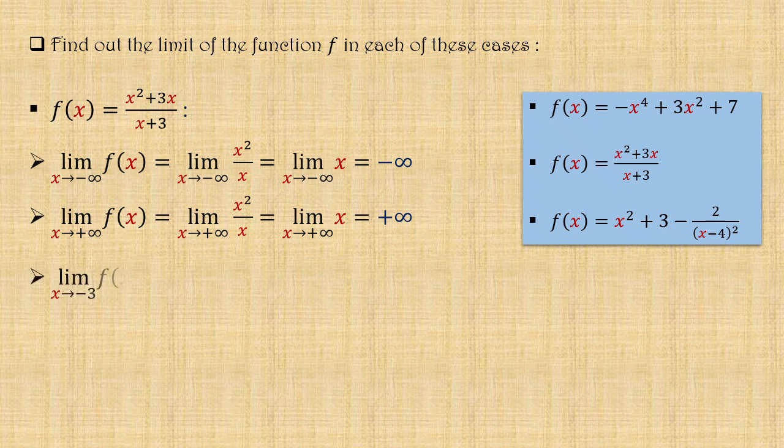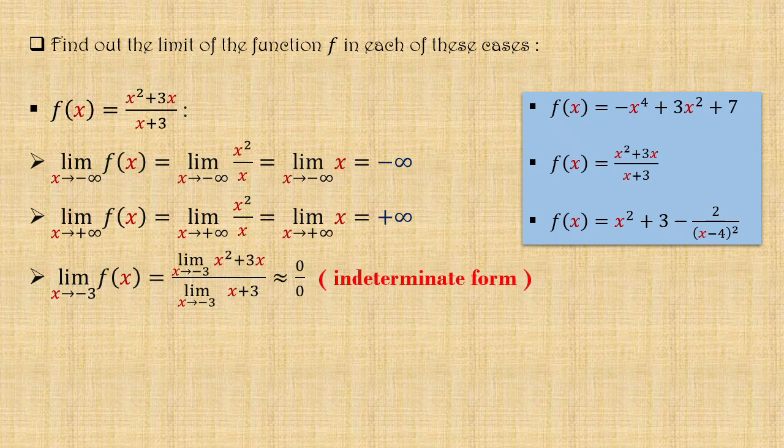Now, when we try to calculate the limit of our function f, when x heads to minus 3, we find that it equals the limit of x squared plus 3 times x, which equals 0, over the limit of x plus 3, which equals also 0. Hence, this raised the case of an indeterminate form.